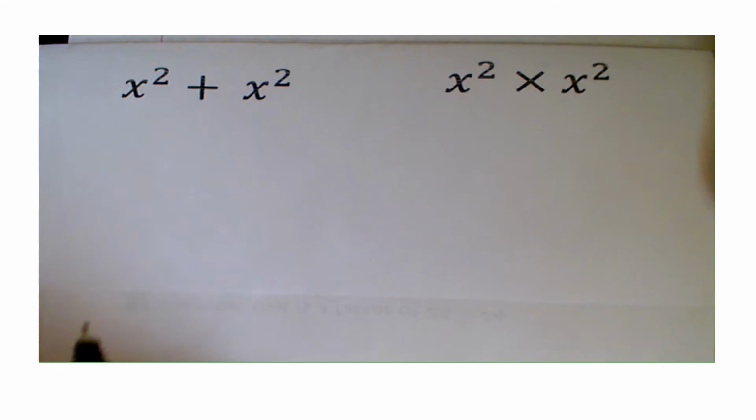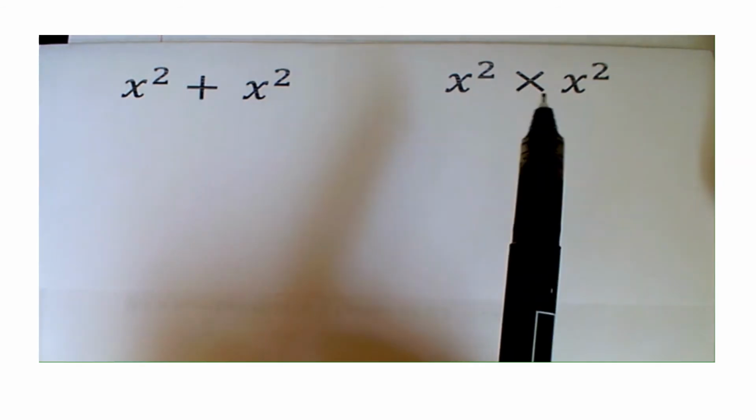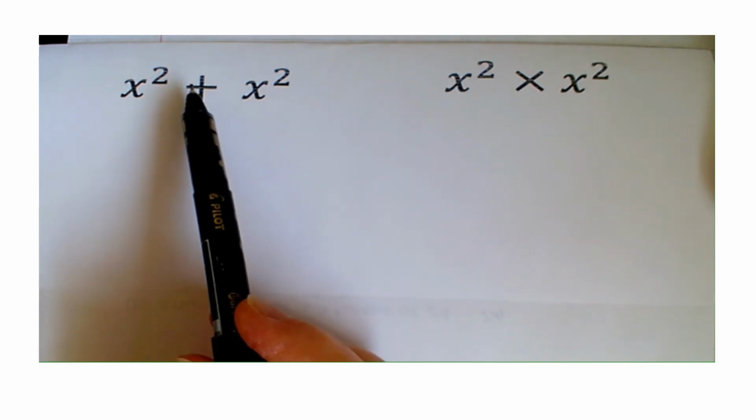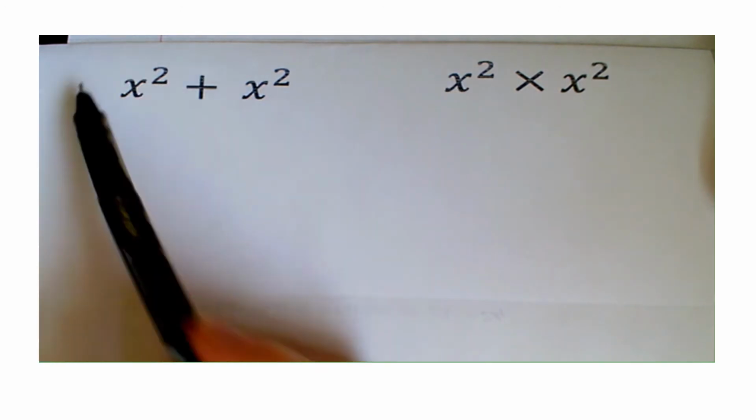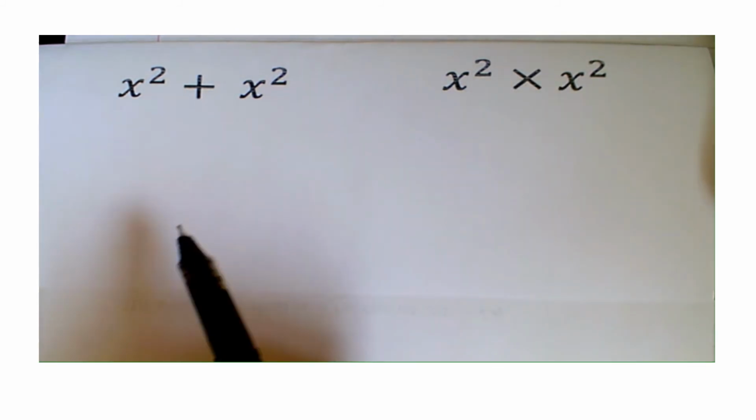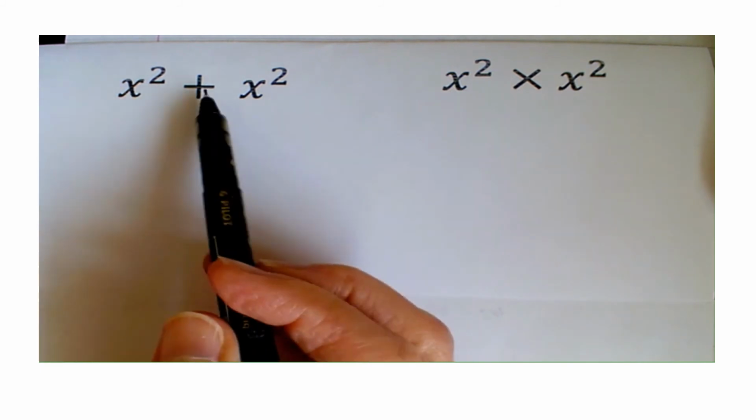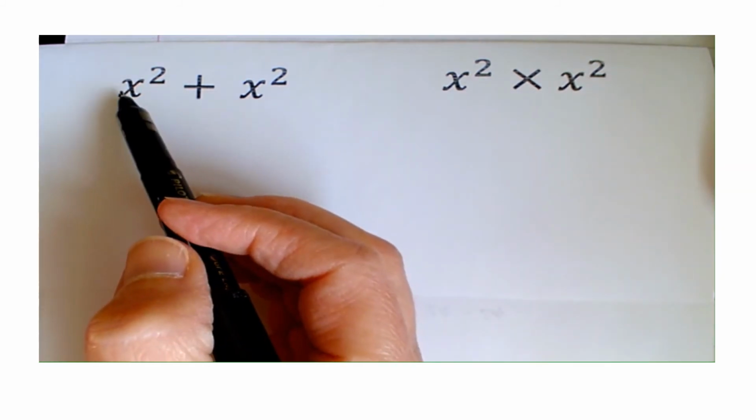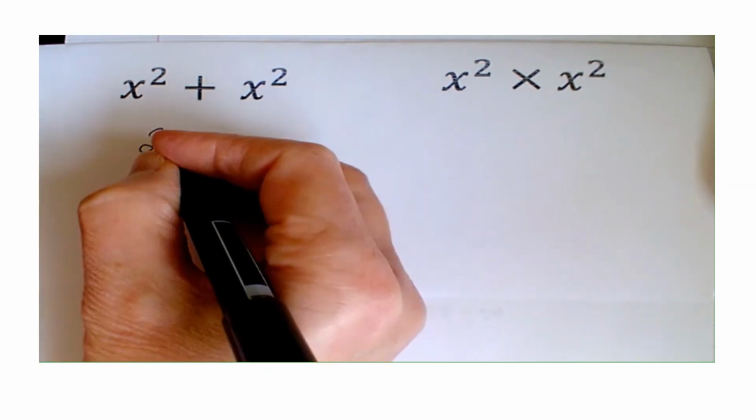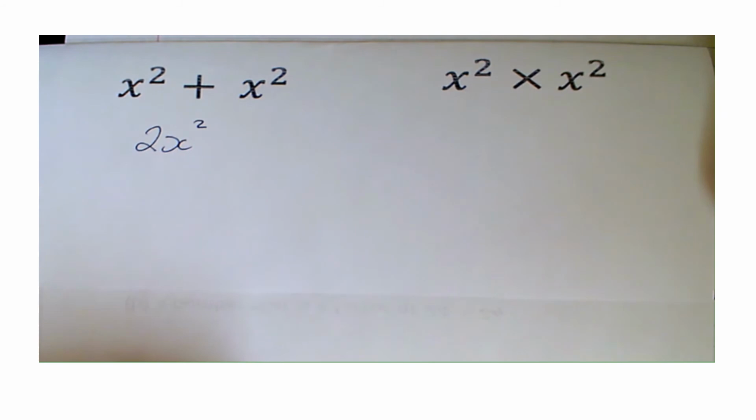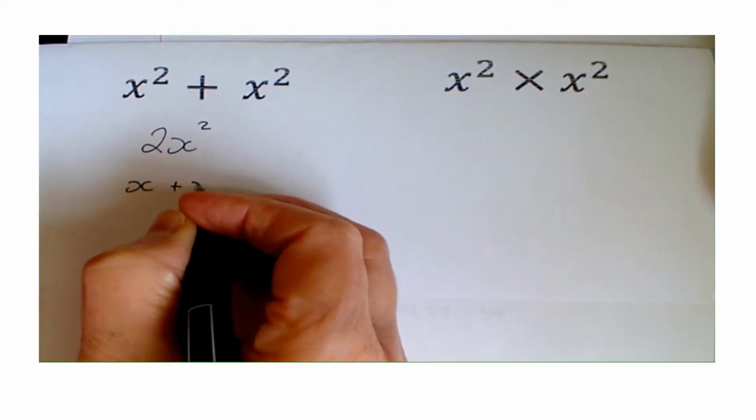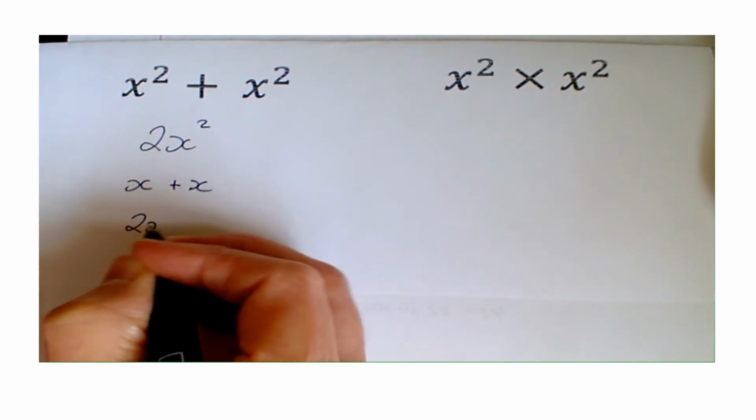So let's have a look at this. The question says, what's the same, what's different? Well, I can see that the only difference between these two questions is that one is an addition expression and one is a multiplication expression. And both can be simplified. So the answer to this would be, I've got 1x squared and another x squared. So altogether, I've got 2x squared, 2 lots of x squared. In the same way, if I had simply x plus x, you know that that is 2x.